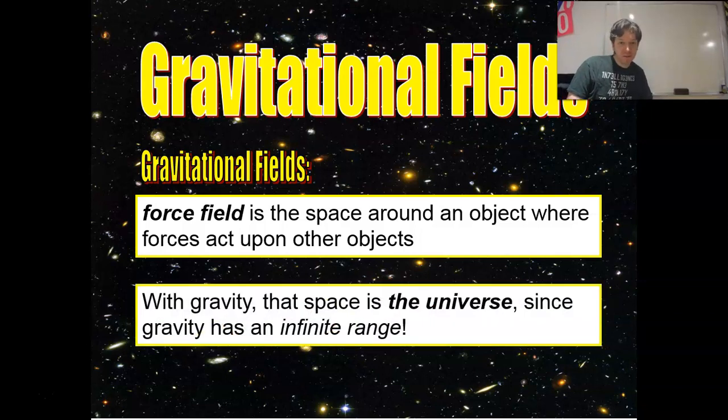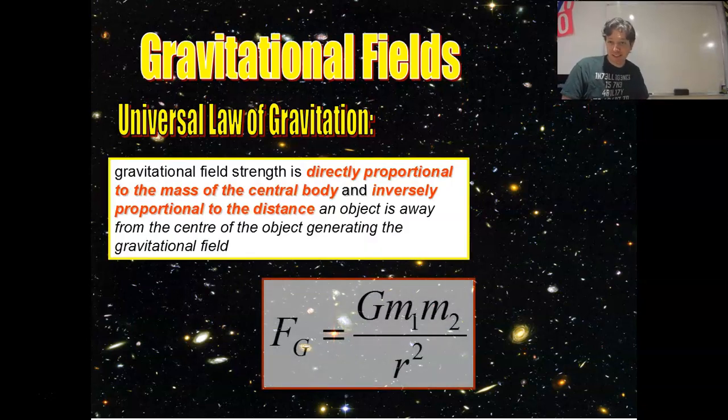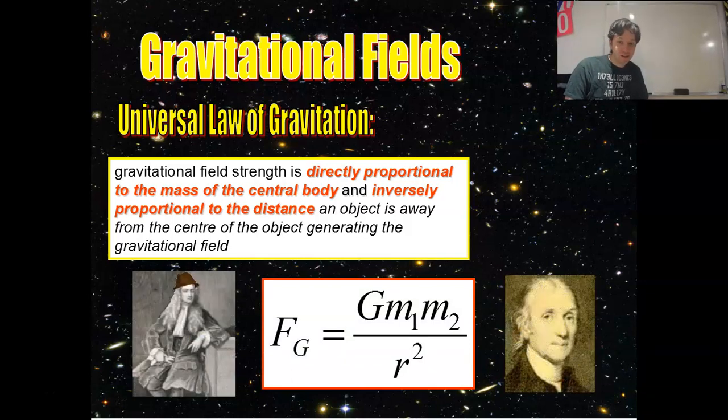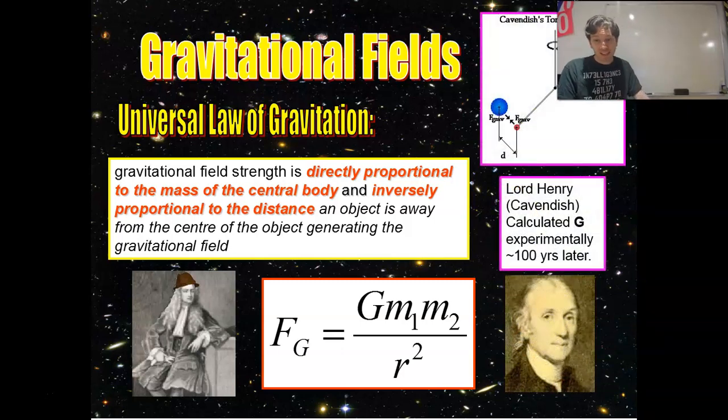So, move on. We did the universal law of gravitation. This was chapter 3. We're all good with that. But what we're going to do right now is go back in time a little bit. Newton came out with the universal law of gravitation, and then about 100 years later, Henry Cavendish experimentally calculated that proportionality constant G.